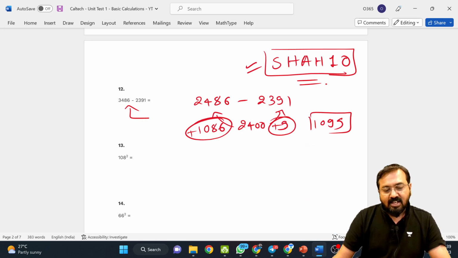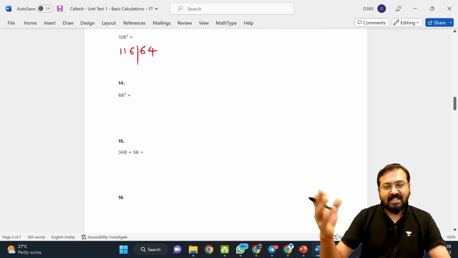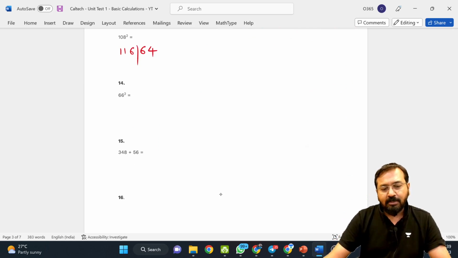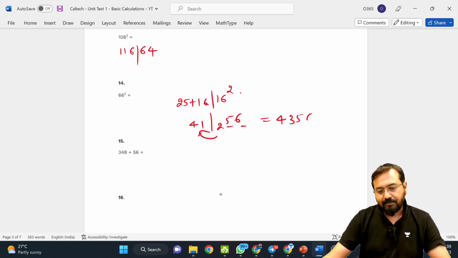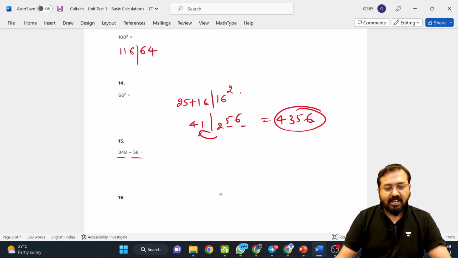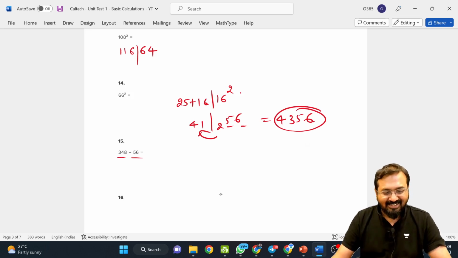108 square, guys. Yes, 11664. Please check the base 100 method. Similarly, I don't need to explain that. The whole video is there, link is in the description. 66 square, base 50 method. So this is 16 more than 50. So 16 square, and this will be 25 plus 16. Of course, we can do it in mind also. So this is 41 and this is 256. So 2 carried over. So it will be 4356. Similarly, 348 plus 56, this is a very easy question. So it's going to be 404. Simple addition. Are we clear?